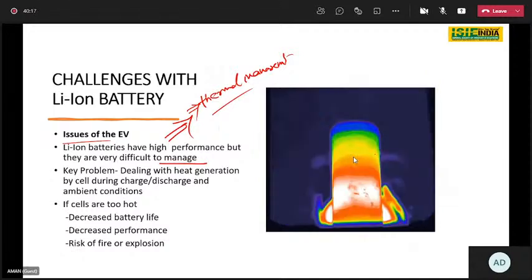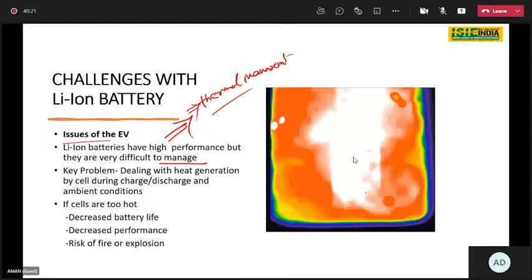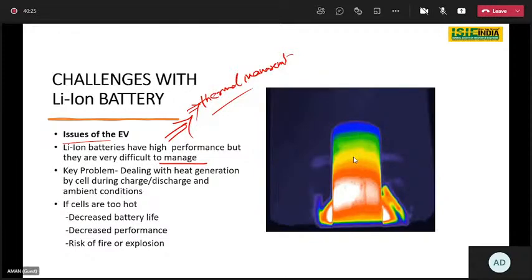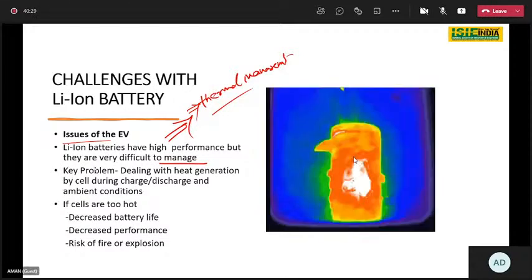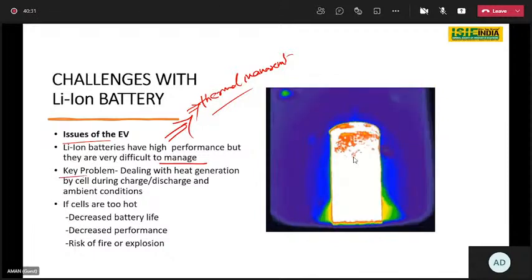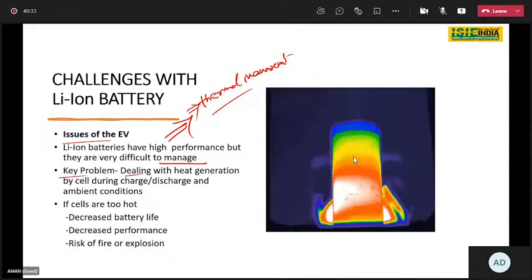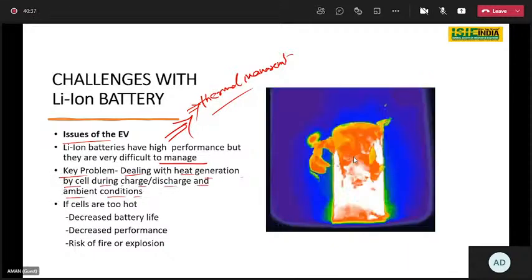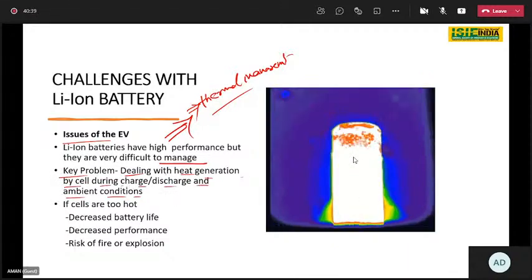Here you can see in this image, this is a battery cell. If it keeps on working and the temperature is rising, there is a high chance that it might explode, or thermal runaway can also occur, right? What are the key problems here? The key problem for the battery is dealing with the heat generated by the cell during charge or discharge, and ambient conditions. Okay. So here we have three different conditions.